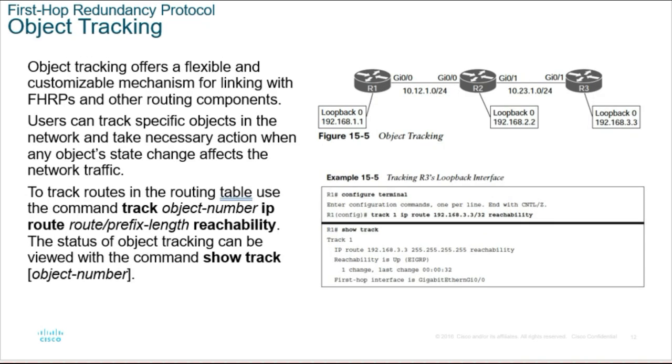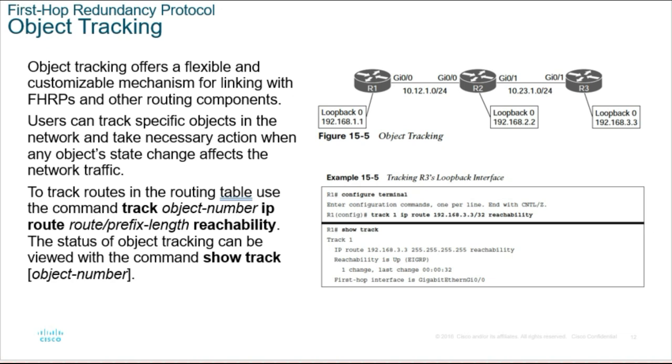There is one feature in FHRP called object tracking. This feature helps routers monitor the status of specific network elements, for example, interfaces, other routers, or some IP addresses, so that they can make more strategic decisions about a failover. This seamlessly links the router's FHRP configuration with other routing components.